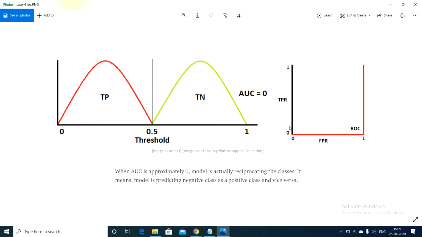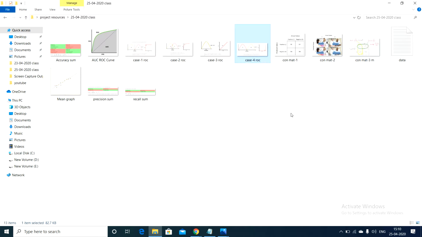If AUC is 1, we will have an ideal case. It is a reverse L shape. If AUC is between 0.5 and 1, you will get a slight deviation from the reverse L shape. If AUC is 0.5, then the ROC curve will pass through the origin. This is about the AUC ROC curve.